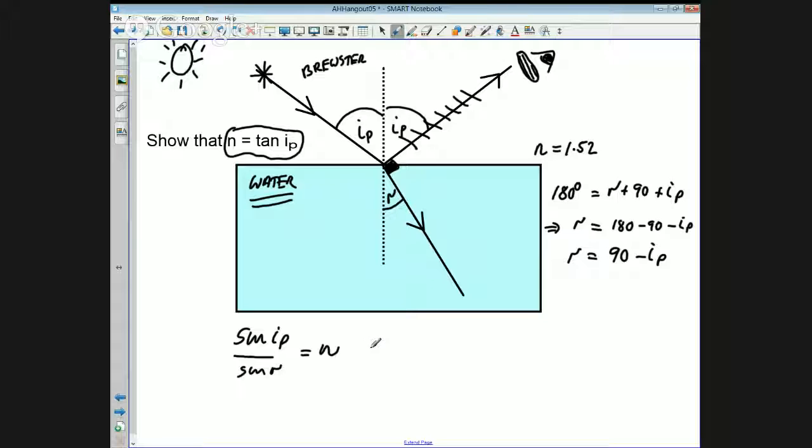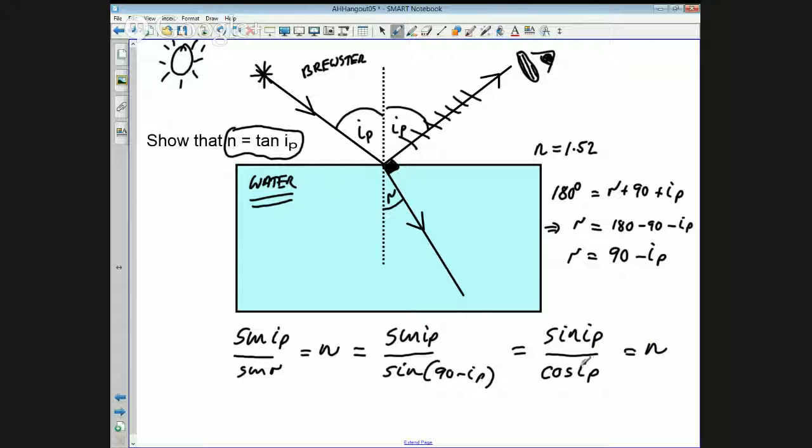So we can put that into Snell's law, and that will be equal to sine IP divided by sine of R, which is going to be 90, take away IP. And if you remember your trig relationships, sine of 90 minus an angle, we can rewrite as cos of that angle. So we have sine IP over cos of IP, and that equals the refractive index. And we know that sine over cos is tan, so that would imply that tan of this Brewster angle IP is equal to the refractive index.